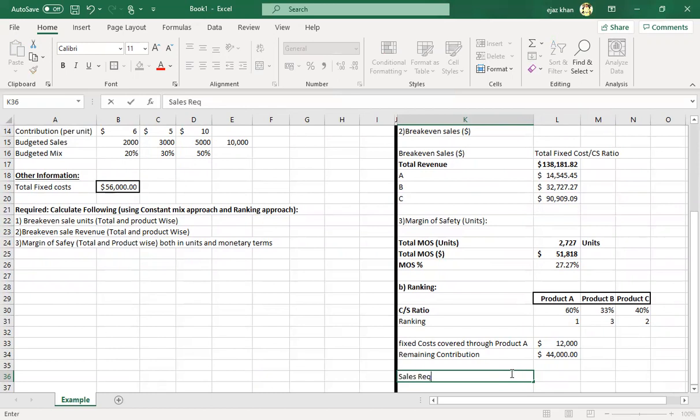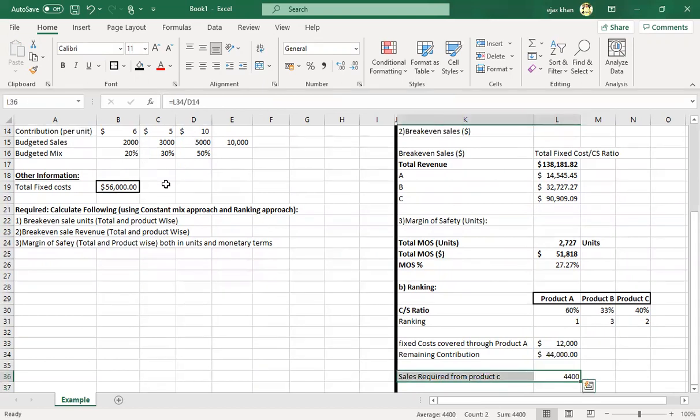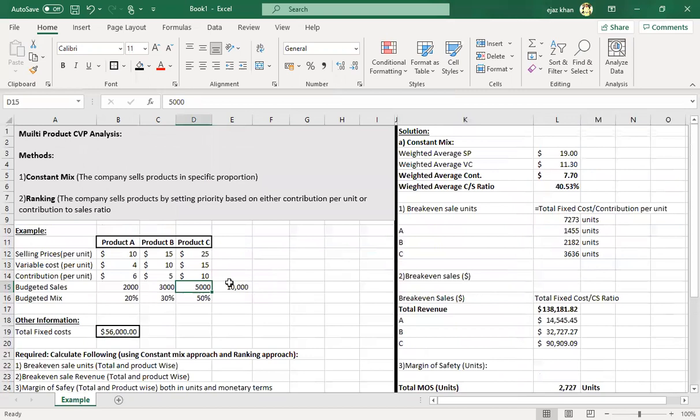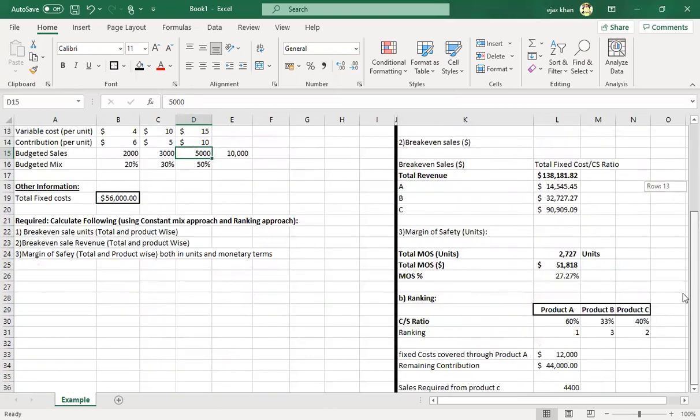Sales required from product C to cover fixed cost. So $44,000, the remaining fixed cost will now be covered using product C, which has a contribution of 10. So we need 4,400 units of product C to cover our remaining fixed cost. And we have enough demand available. We have 5,000 units demand available for product C. So we can easily sell 4,400 units to cover our fixed cost.